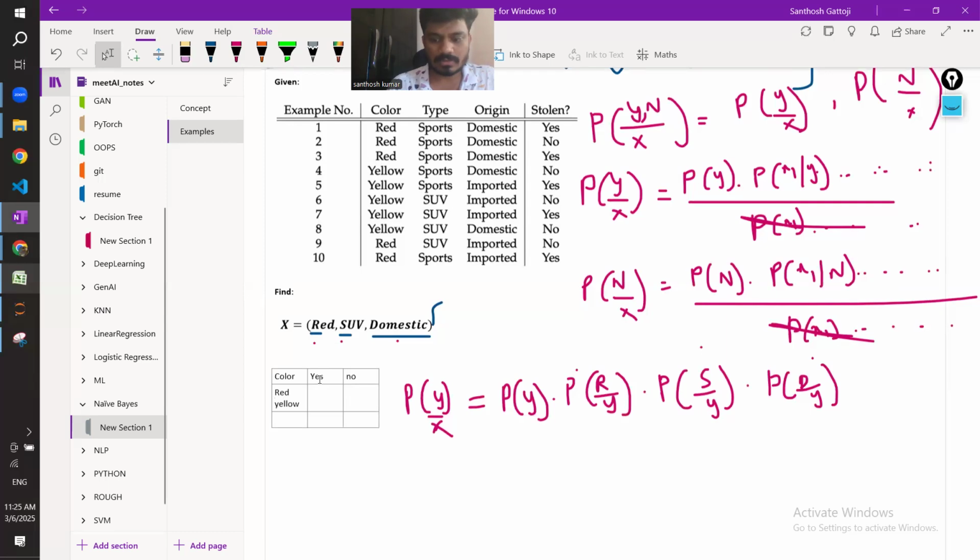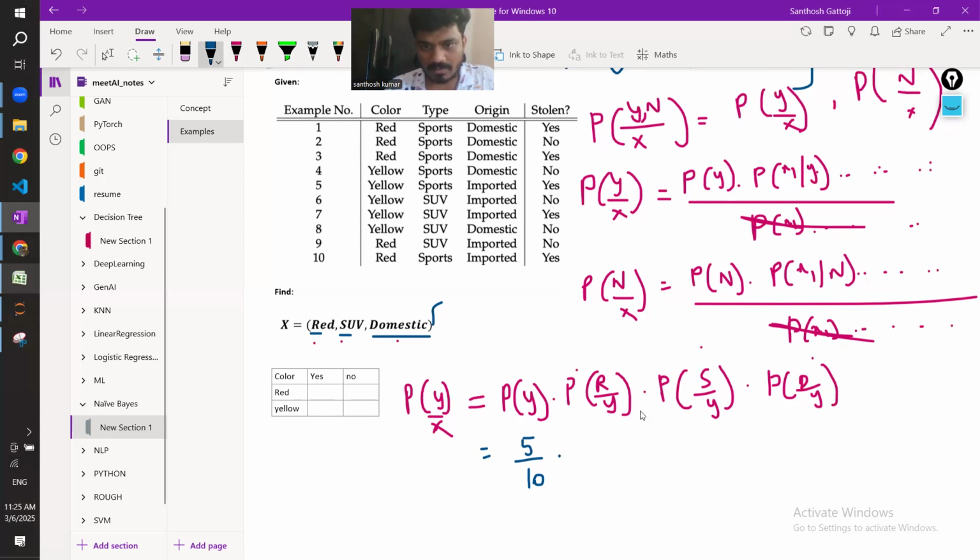Now first, the probability of Y. What is the probability of Y here? Overall you have yes and no. In total, how many are there? 10 in total. Yes is 5, so the probability of Y is 5 by 10, which is 1 by 2. And the probability of no will be 5 by 10, which is 1 by 2. Okay, fine. So the probability of Y is 5 by 10, let's put it aside.